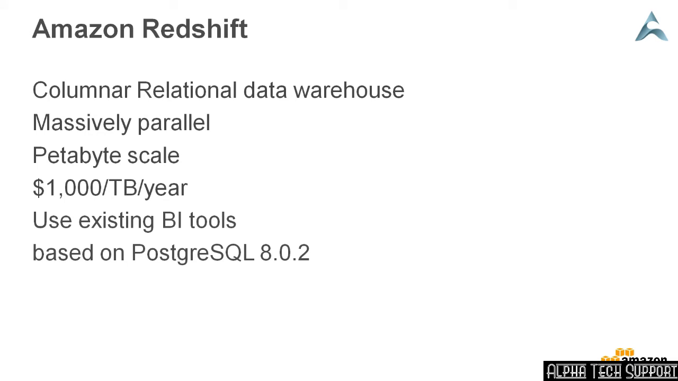Redshift is a columnar relational data warehouse. It is massively parallel. It can perform parallel processing. The data that can be stored here is of the scale of petabytes. The charges for your storage is up to $1000 per terabyte per year. So it is cheap as compared to other solutions. You can use existing business intelligence tools like Tableau and other tools along with Redshift. It is based on PostgreSQL, so it is relational and you can perform SQL queries and operations.